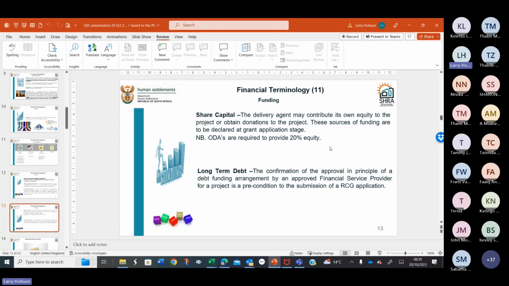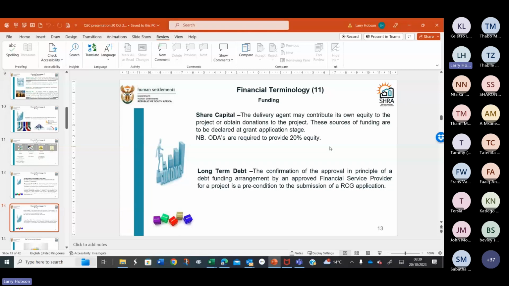But the condition is that it must not have any strings attached in the form of a mortgage bond over that property, or a loan you've taken to fund the 20% in cash. They do some work on that when this is all being assessed. So that's got to be proper cash, not borrowed cash. And then the other big component of funding is obviously long-term debt.